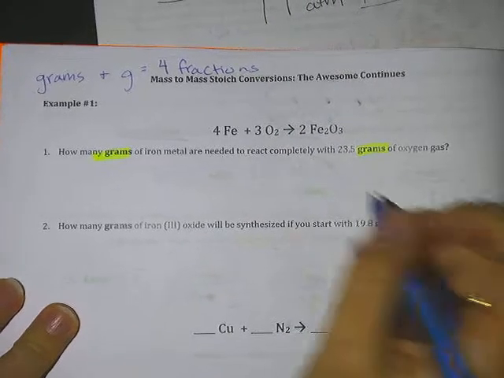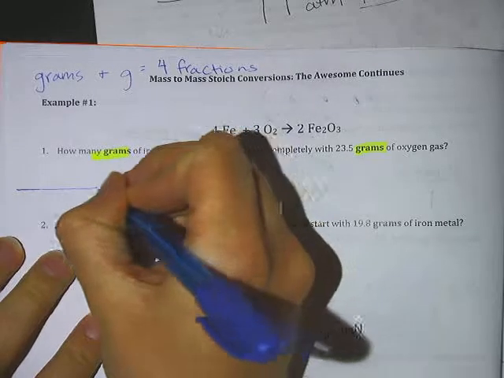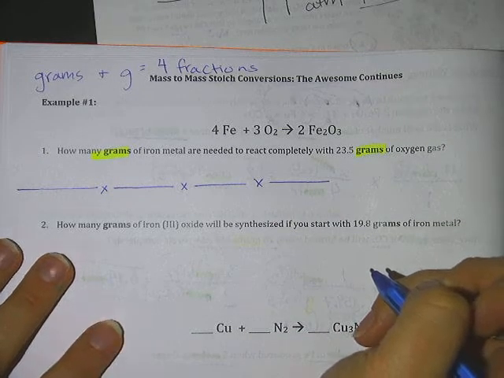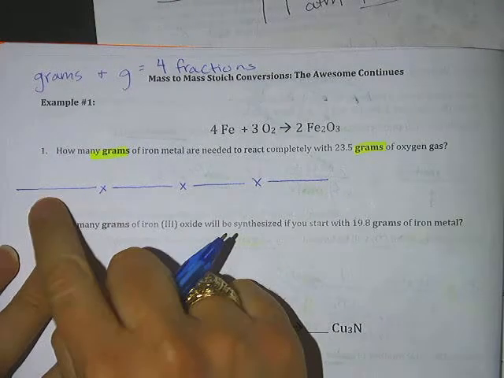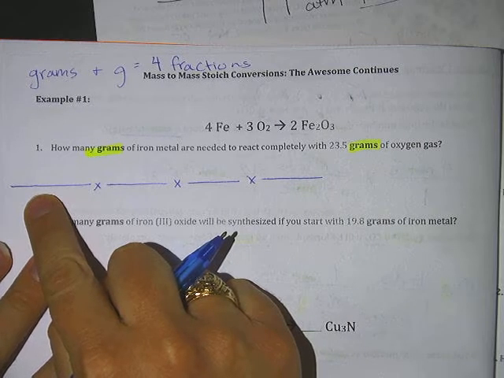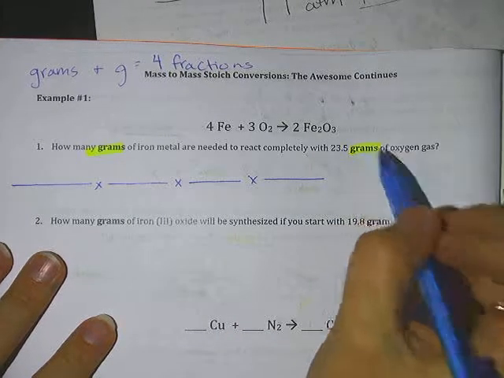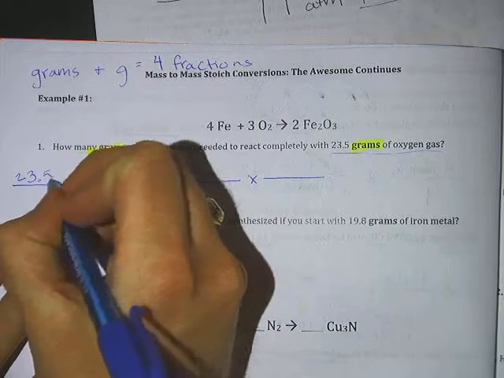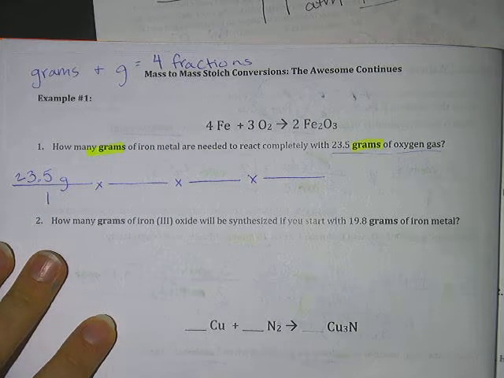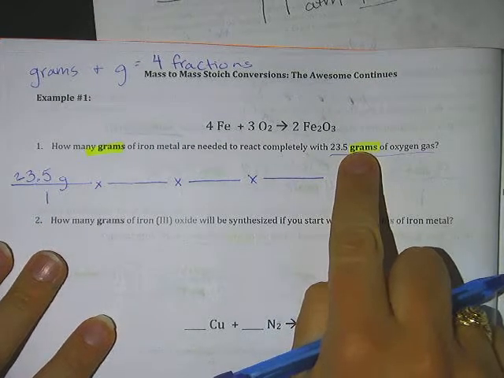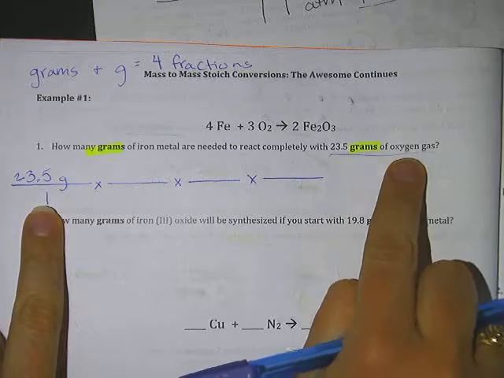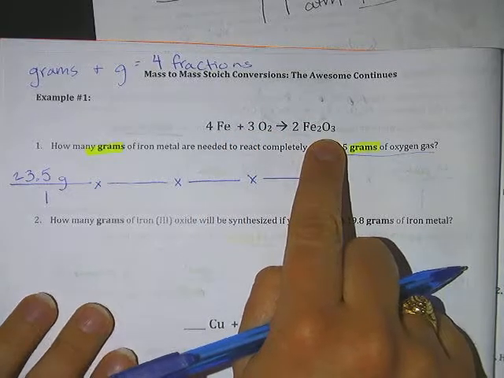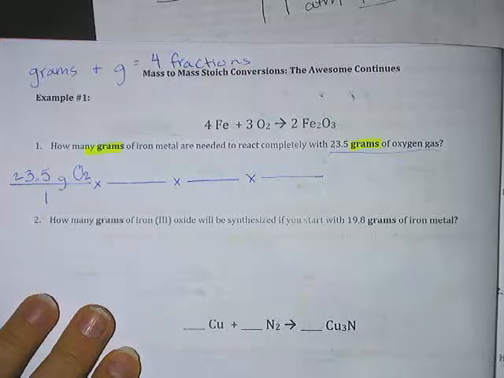And I advise you, when you draw your 4 fractions, start all the way on the edge or you're going to run out of space. Remember, still, the number they gave you goes on top over 1. So this 23.5 grams goes on top over 1. It needs a chemical. They say oxygen gas. Which one of these chemicals is oxygen gas? The O2. So label it O2.